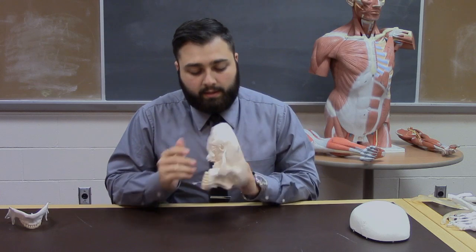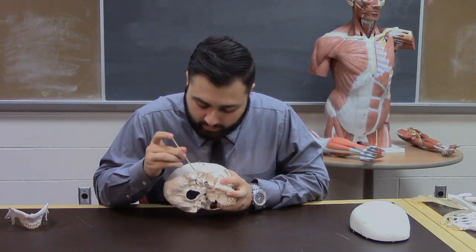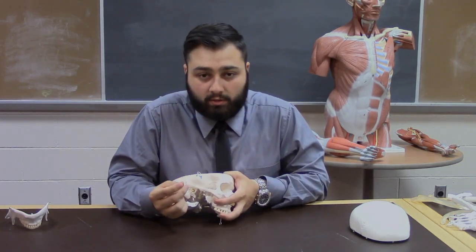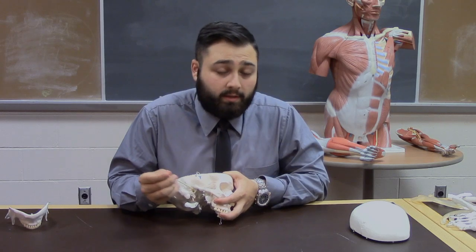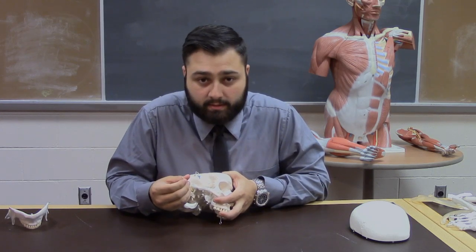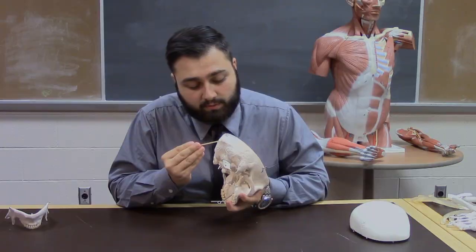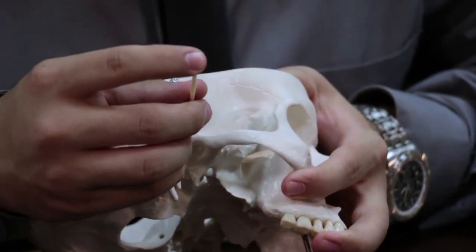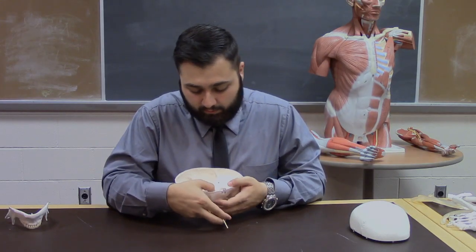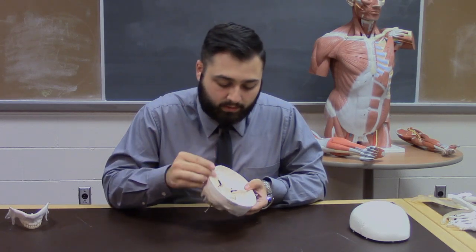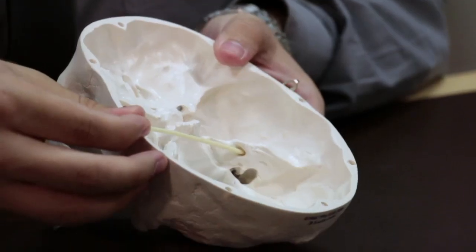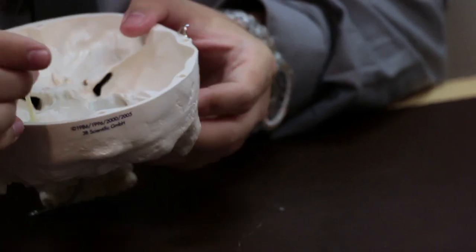Okay, here you have the ear, which is the external acoustic meatus. External occipital protuberance is right there. External acoustic meatus. Inside, from the superior view, you have the internal acoustic meatus. You can see that here and here.